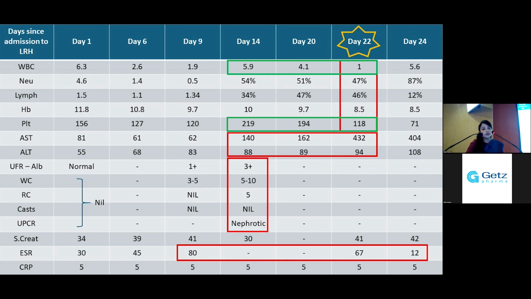So on day 1 of the admission to LRH, his WBC count was 6.3 with a hemoglobin of 11.8 and platelet of 156. His ESR was 30 on admission. And after 5 days, on day 6 of the admission, his WBC was 2.6 and hemoglobin was 10.8 and platelet has dropped to 127. And on day 9, all the cell lines have further dropped, and WBC being 1.9 and hemoglobin being 9.7 and platelet 220.